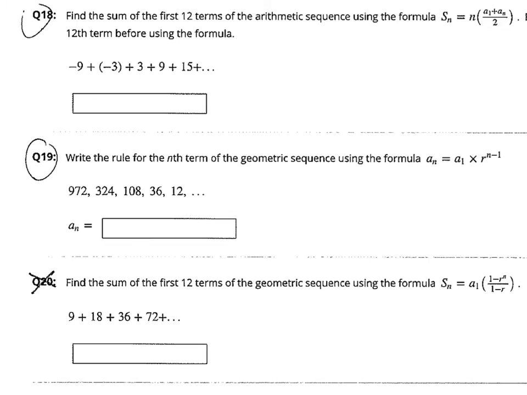On to number 19. They want you to write a rule again in the geometric sequence. Here's your geometric sequence: a sub n equals the first term, which would be this guy here, times r. The r is, remember, take the second number, put it over the first one, reduce the fraction, figure out the pattern, put the number over the previous number, and then n minus 1.